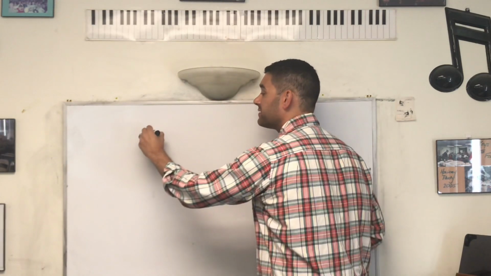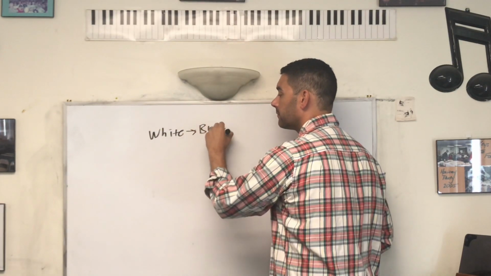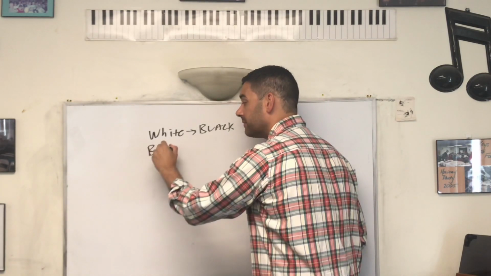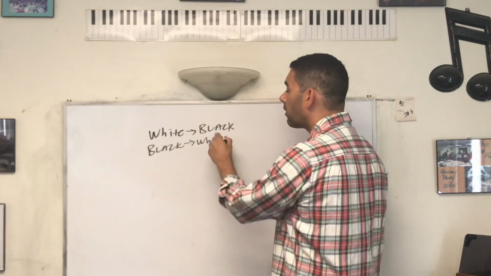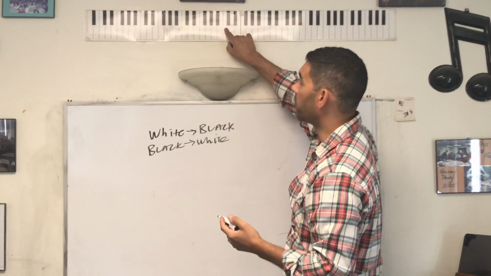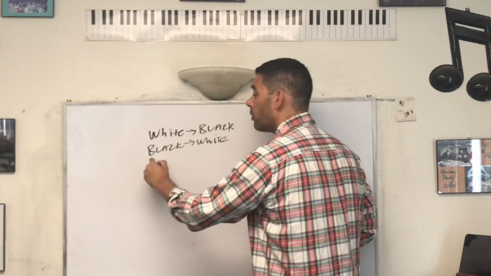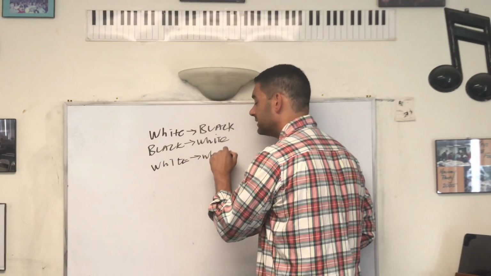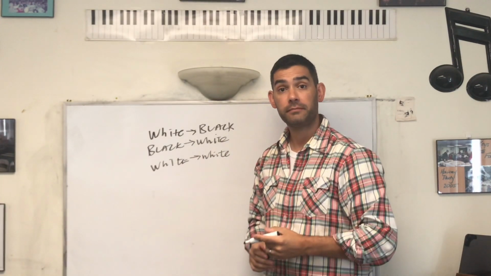You can produce a half step by going from a white key to a black key. You can go from a black key to a white key. Or there are some special circumstances where you can go from a white key to another white key. So for example, a B to a C or an E to an F. So a white key to a white key in some circumstances will give you a half step.